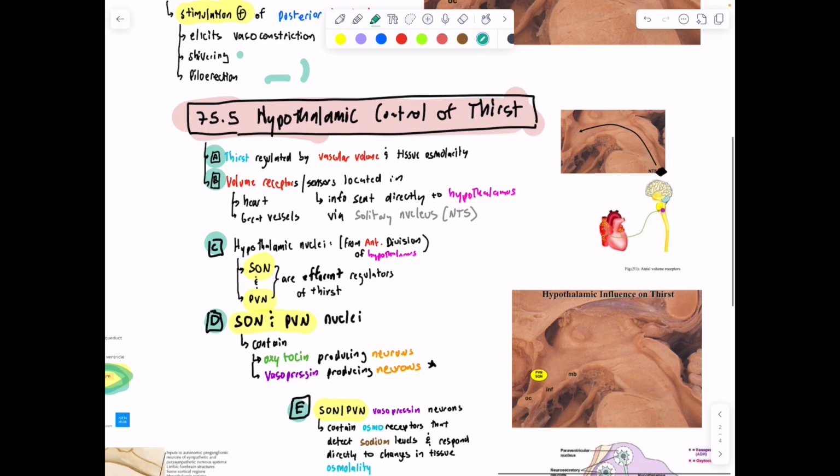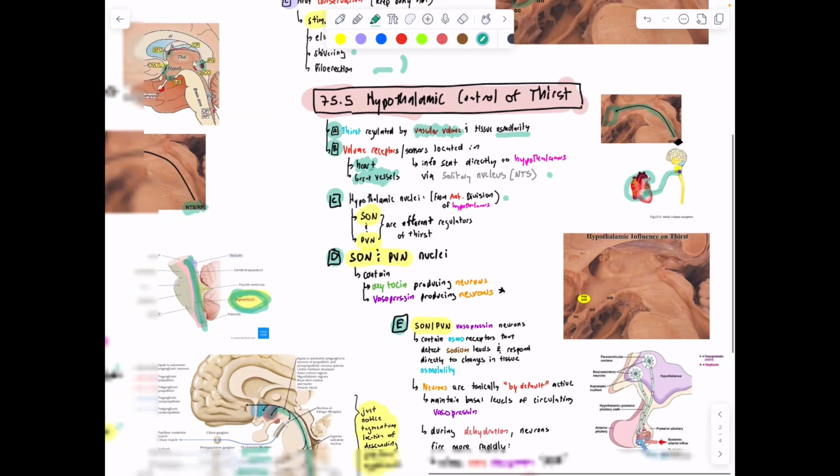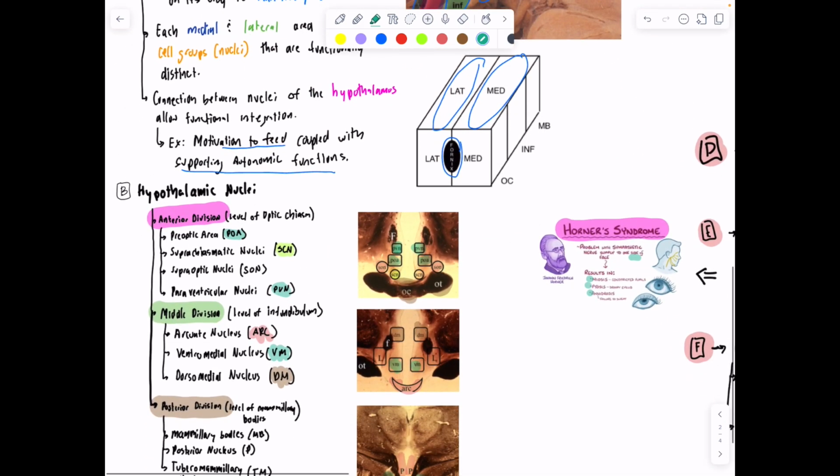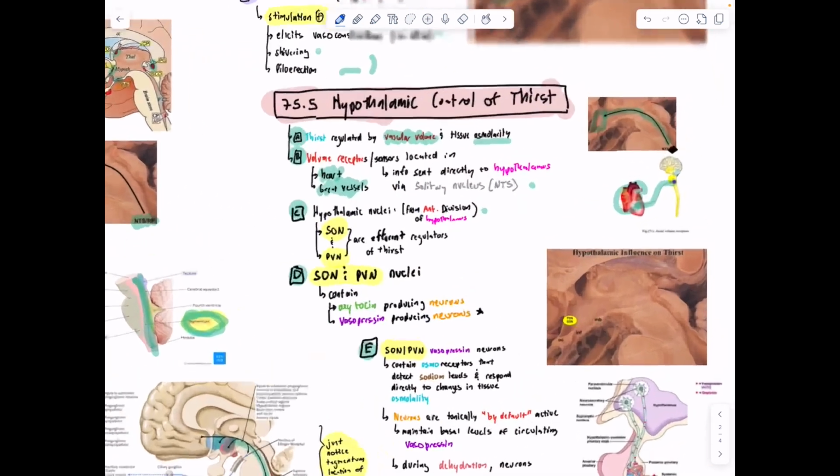All right, then we have the hypothalamic control of thirst. And thirst, you can imagine, has to do with how much fluid you have in your body. So it's regulated, understandably, by volume in your blood, as well as tissue osmolarity, so the concentration of ions in your tissues. And then, how can you sense that? Well, we have volume receptors that are located in the heart and the great vessels. That information is sent to the solitary nucleus in the medulla, and then from there it goes up to the hypothalamus. We have two nuclei from the anterior division that are important, SON and then PVN. SON is the supraoptic nucleus, so right here, right above the optic tract, and then PVN is paraventricular. So these nuclei are going to be important for regulating thirst.